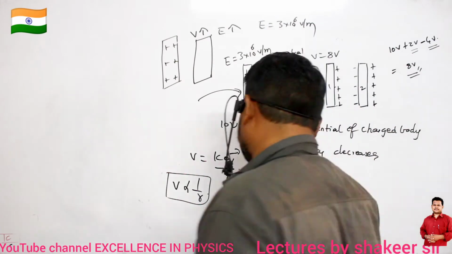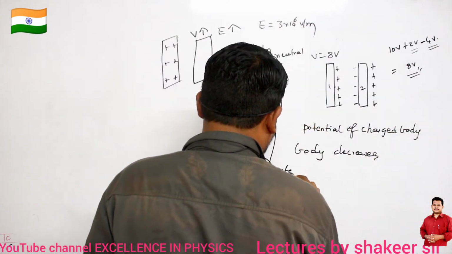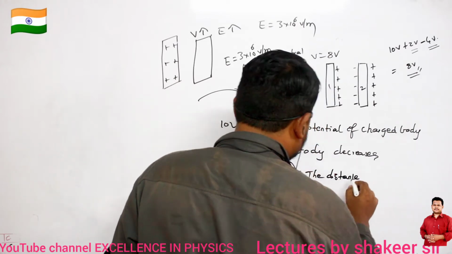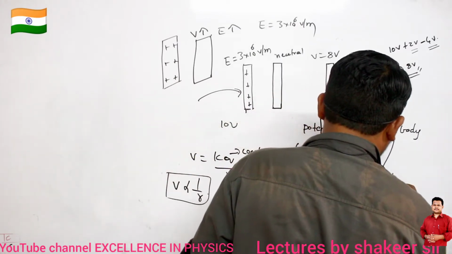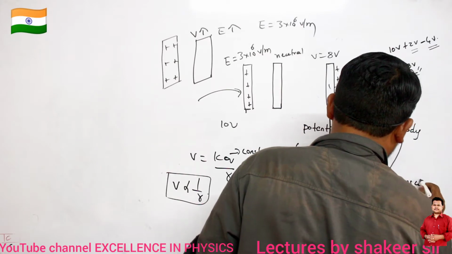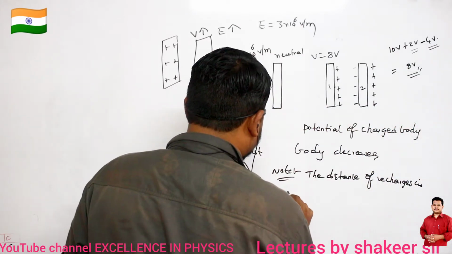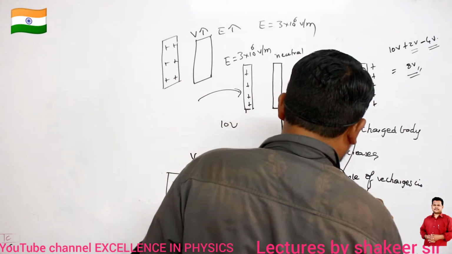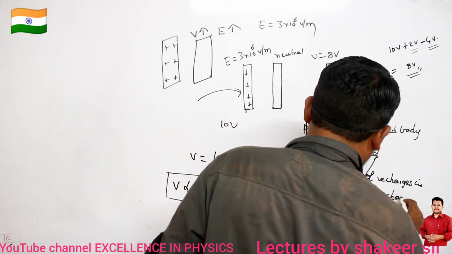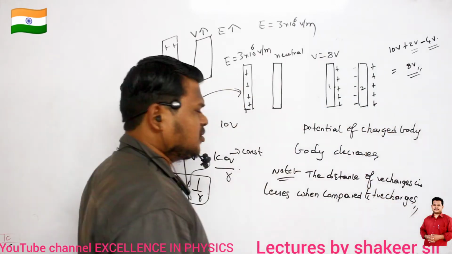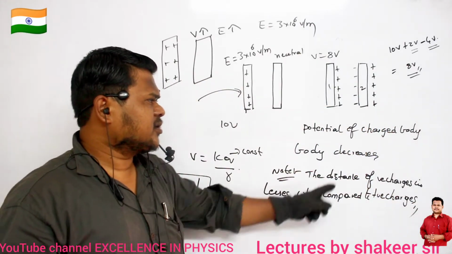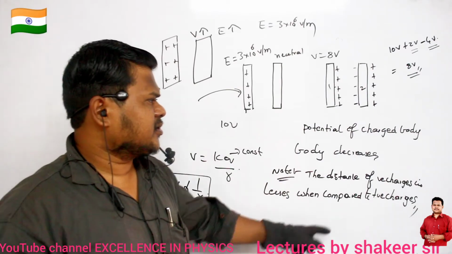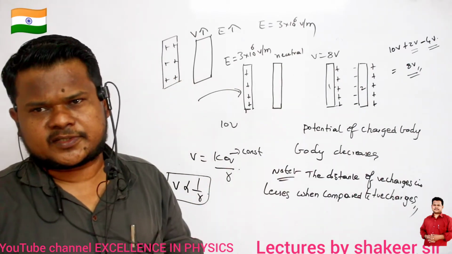So therefore, what is the note point we have to write? The note point is that the distance of negative charges is lesser when compared to positive charges. Are you able to understand? So therefore, the magnitude of potential because of negative charges is greater when compared to the magnitude of potential due to positive charges. Clear?